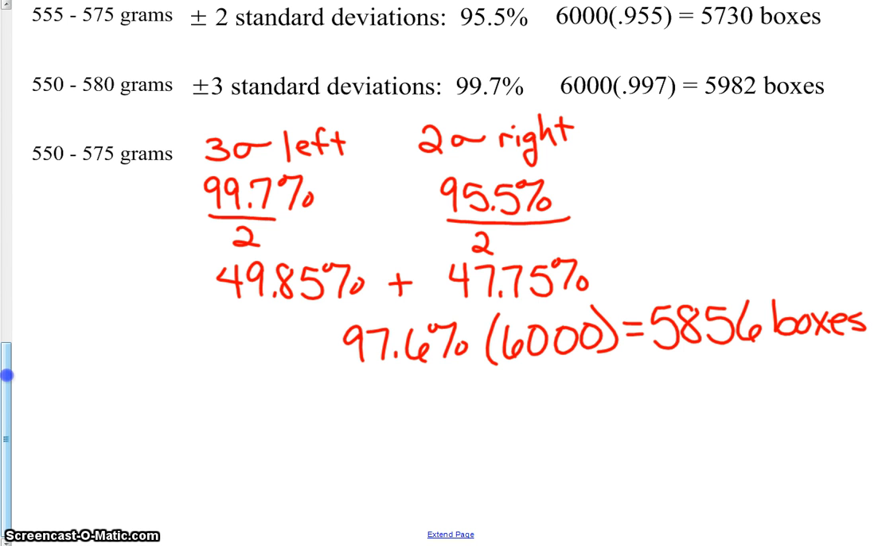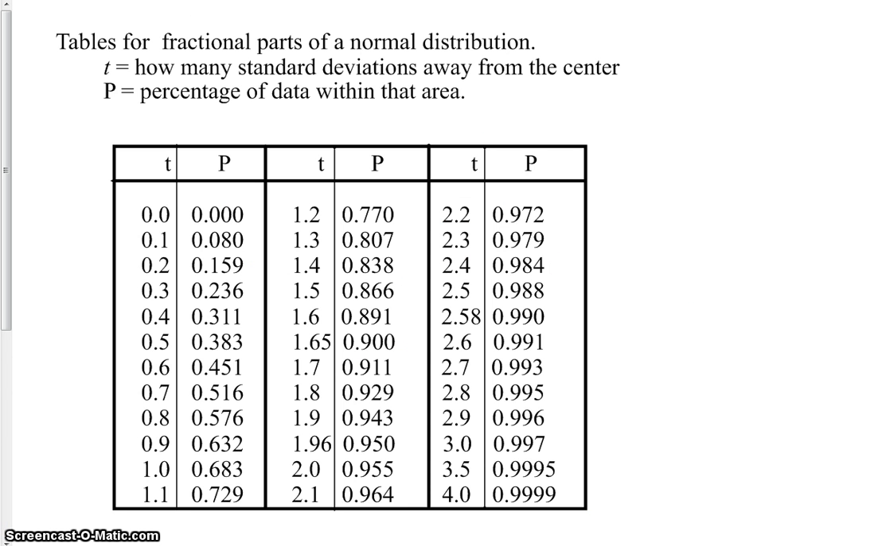So if we were just looking between 550 and 575 grams, we would have 5,856 boxes. These problems were nice, and the reason they were nice is because the boundaries of each group fell on the boundaries of the standard deviations. When this doesn't happen, it takes a little bit more work, and for these problems we use a probability chart.